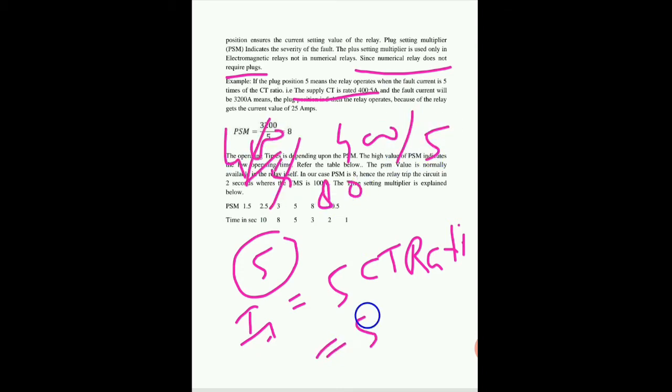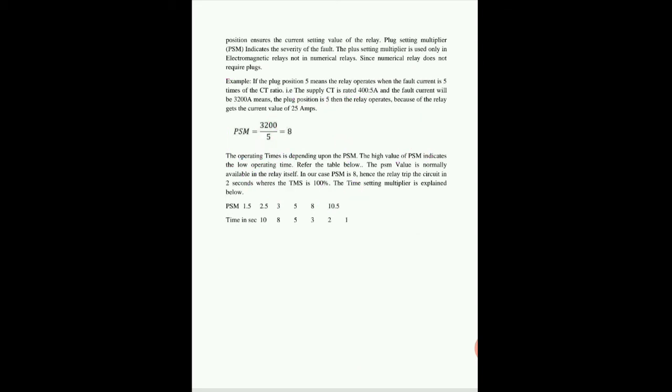Or suppose the current transformer is rated at 400 is to 5, and the fault current will be 3200 ampere. Because we have to determine the CT value, primary upon secondary, we can say 400 divided by 5, we can get 80. If we multiply 80 by 5, we can get 320, 3200 ampere. Okay, it is clear to you now.